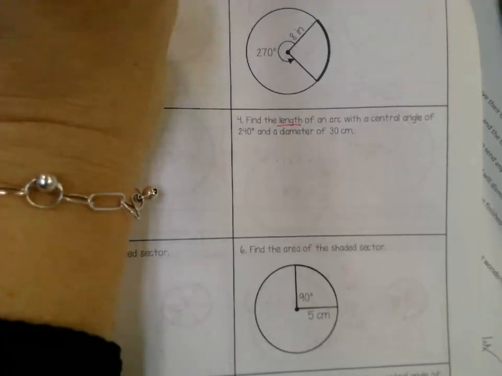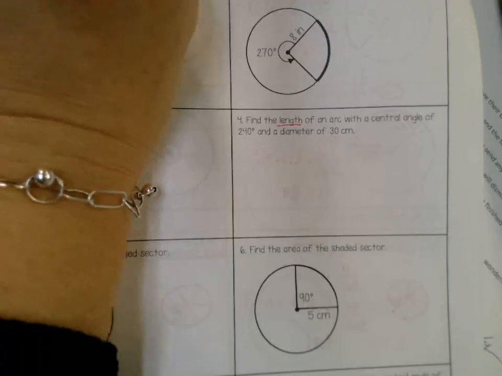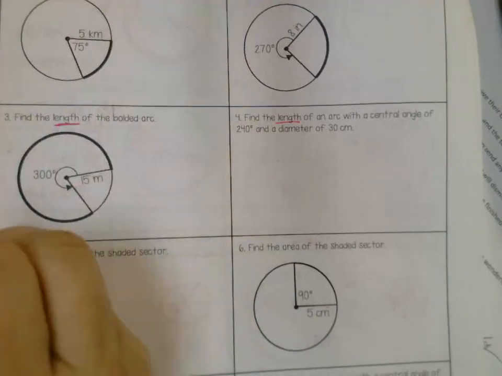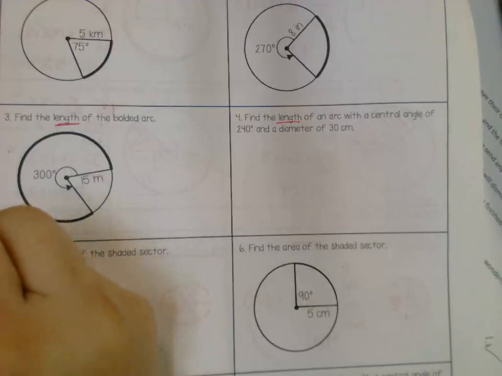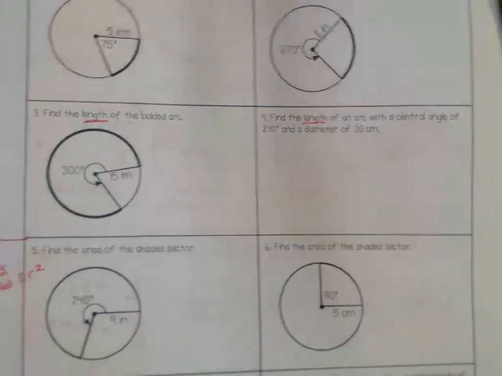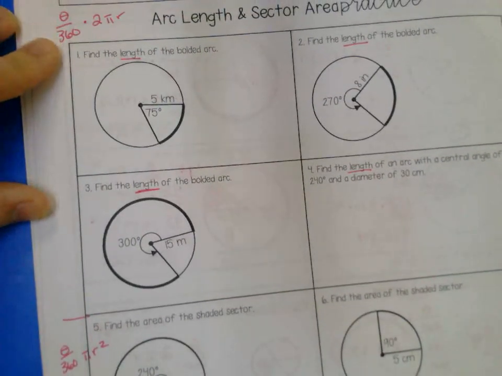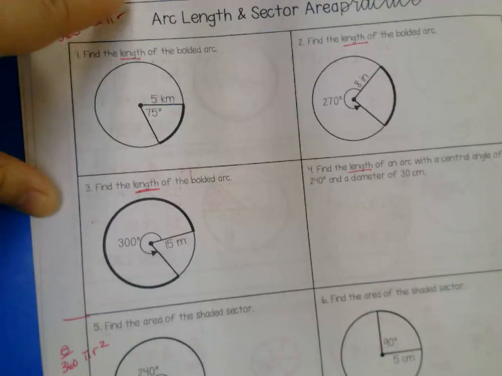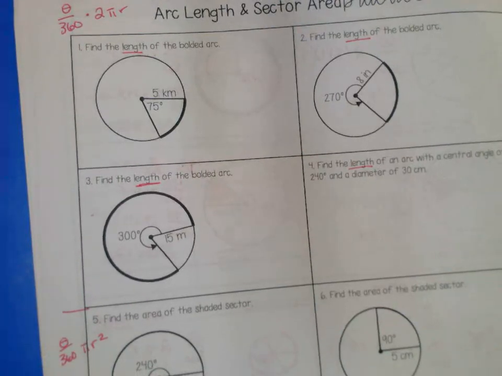So for these up here, you're using the formula angle over 360 times 2 pi r. And then for 5 on down, you're using your angle over 360 times pi r squared. So for the first four, you're using angle over 360 times 2 times pi times your radius. And then for down here, for 5 through 8, you're using angle over 360 times pi times your radius squared.